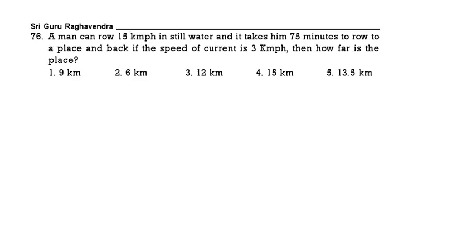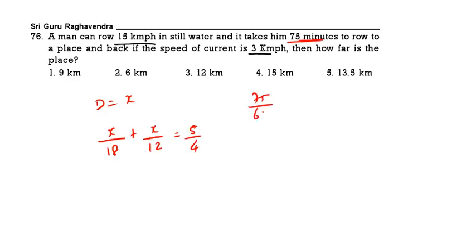A man can row 15 kilometers in still water and it takes him 75 minutes to row to a place and come back. If the speed of the current is 3 km per hour, then how far is the place? See, this is 15, this is 3. So suppose the distance is x. So x by 18 plus x by 12. It is taking 75 minutes. 75 minutes means 75 by 60, which is 5 by 4.